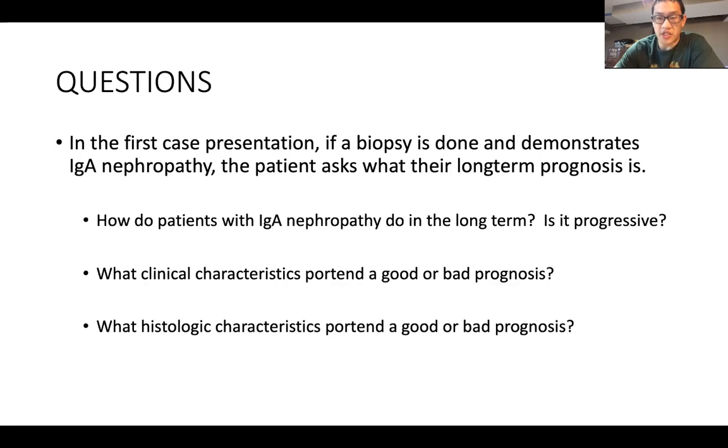Okay, Gonzalo says intermittent flares. That's actually pretty interesting. Patients who have flares when they have an upper respiratory tract infection and have that gross hematuria, interestingly, tend to do better than those who don't have gross hematuria. I don't really know why, but that's certainly something that comes out when you look at the long-term prognosis.